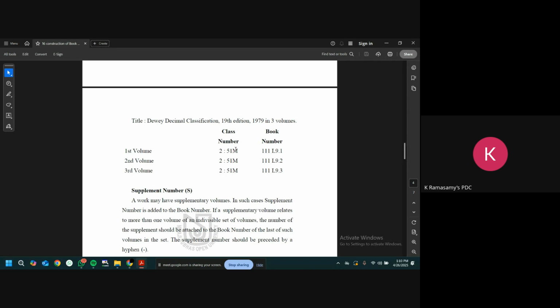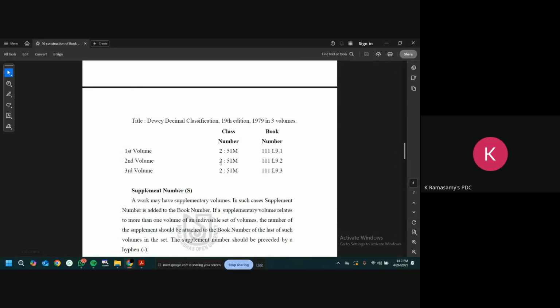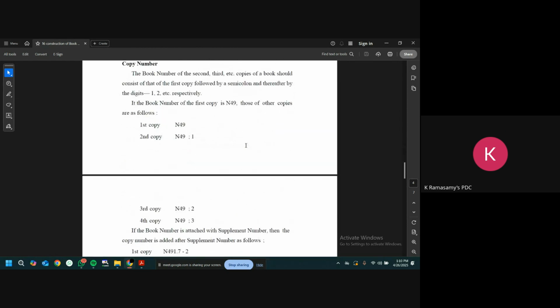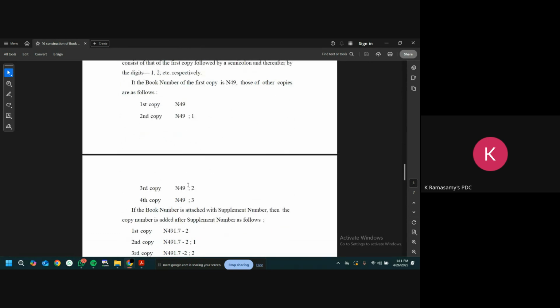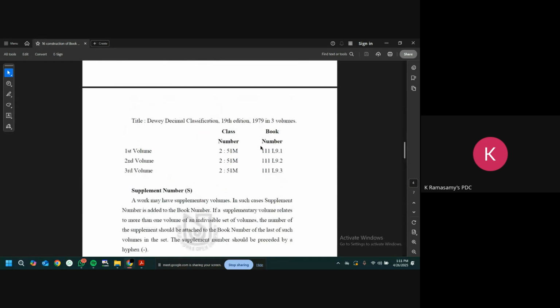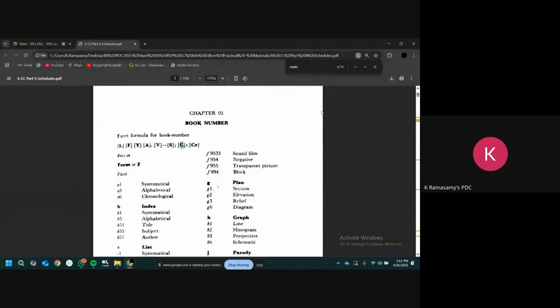Okay, so this way you can have it. Fine. And then supplement number, then copy number, which I told you. First copy, second copy semicolon 1, third copy semicolon 2, this way. So these are a few ways by which you can construct book numbers. Okay, I think this will be helpful to you. And I think that is what I want to tell you, dear participants.